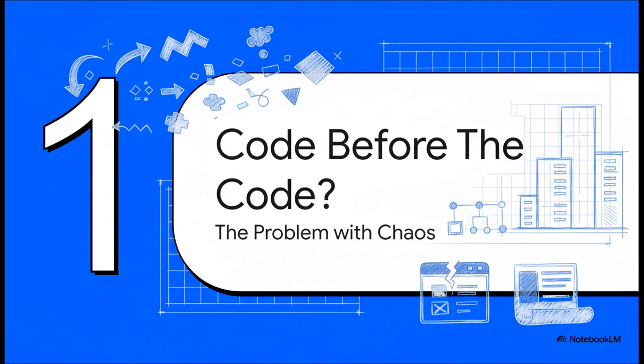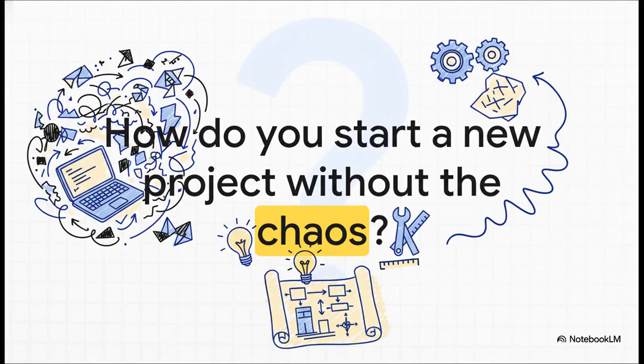Why do we even need to think about something like a constitution? Well, let's start by looking at the chaos that so many of us have experienced. I mean, it's a question every single developer faces, right? You get a cool idea, you fire up your editor, and you just start coding. But without a real plan, that initial burst of energy can quickly fizzle out into confusion, rework, and that dreaded scope creep. So how do you bring some order to that creative storm?